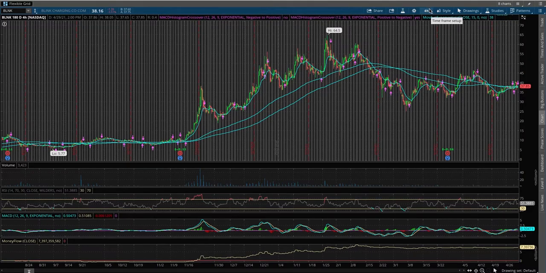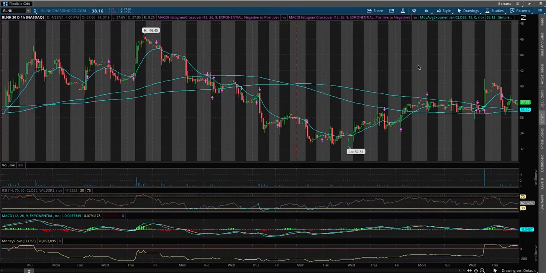Okay, so now we're looking at Blink. It's not a bad stock. I mean, it did fall pretty much 50% from its high. It is volatile. It trades in a very big range. We saw the daily. We saw the 4 hour. So let's zoom into the 20-day.